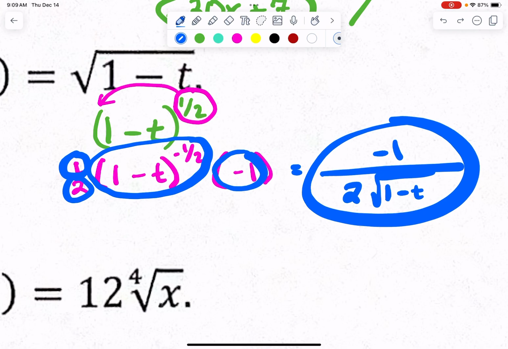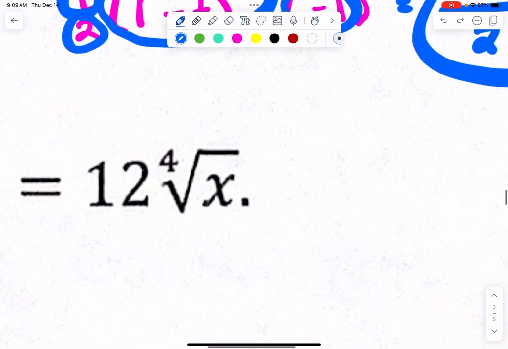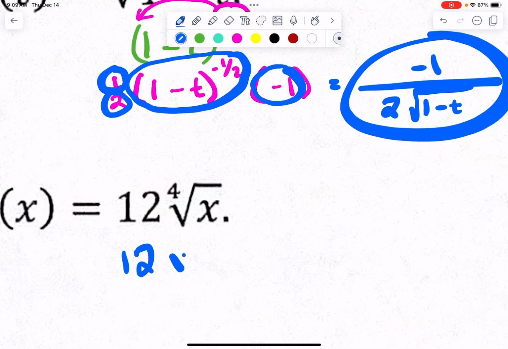Okay. All right, moving on, this next one, find the derivative. This one is like 12x to the 1/4 power.